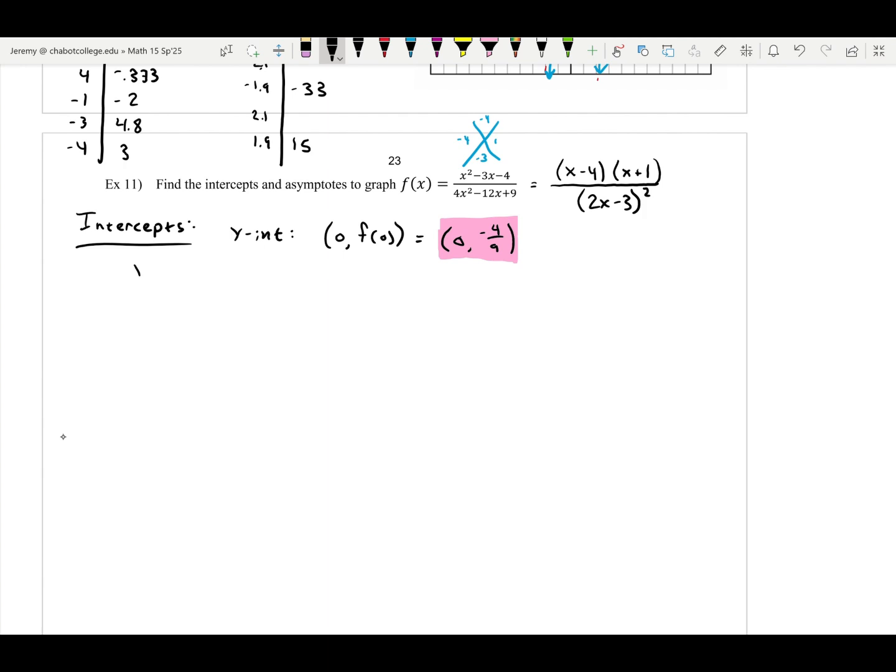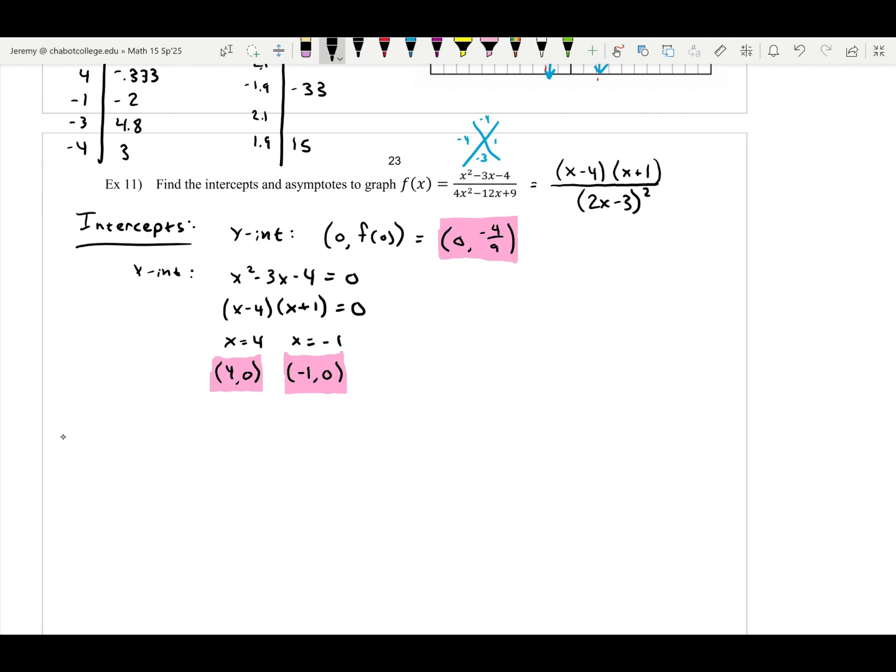Now for x-intercepts, I'll set the numerator equal to 0. And we already factored it, x minus 4 times x plus 1. So my solutions are x equals positive 4 and x equals negative 1. So my two x-intercepts are (4, 0) and (negative 1, 0). So I'll highlight those. So there are my intercepts.